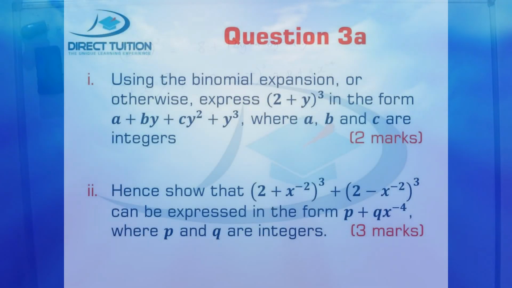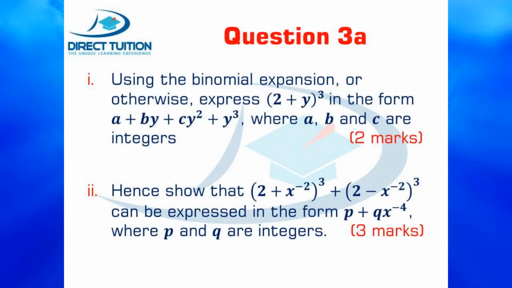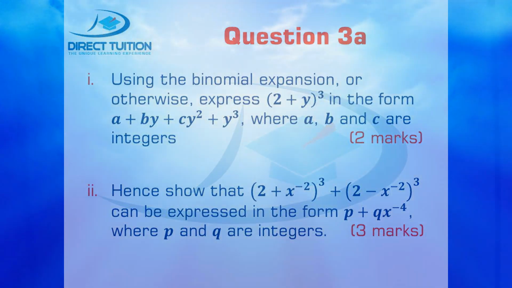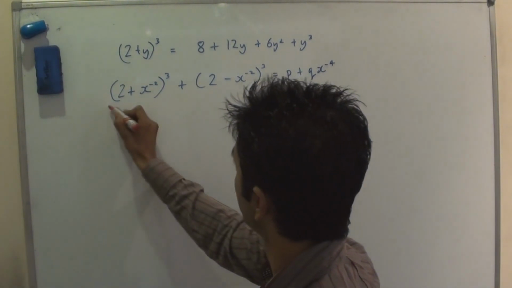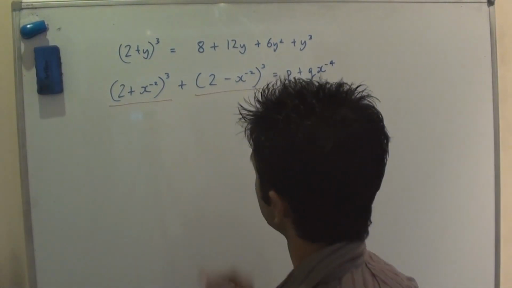So, question 3a part 2. Hence, show that (2 + x^-2)^3 + (2 - x^-2)^3 can be written in the form p + q x^-4, where p and q are integers, for 3 marks. So let's break this down into 2 separate binomials. This one first, and then this one.